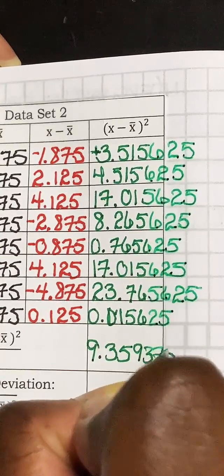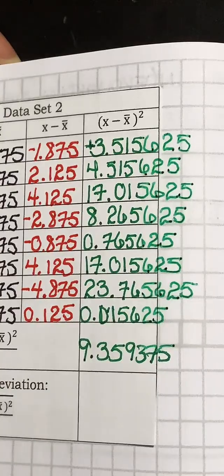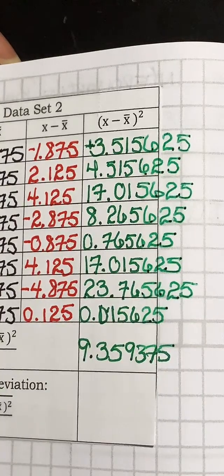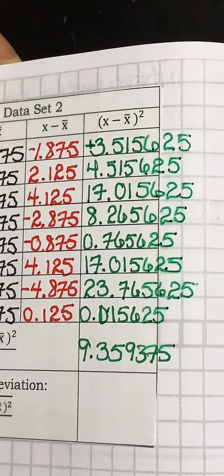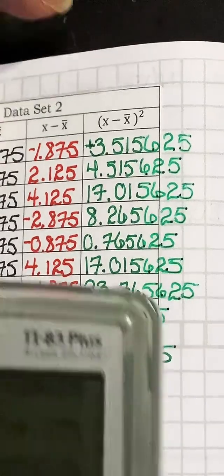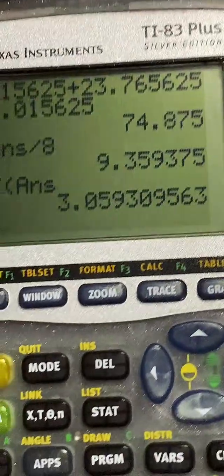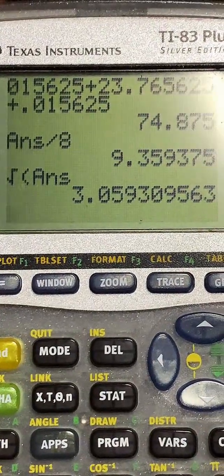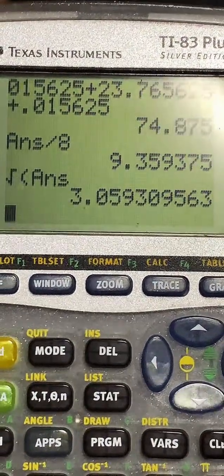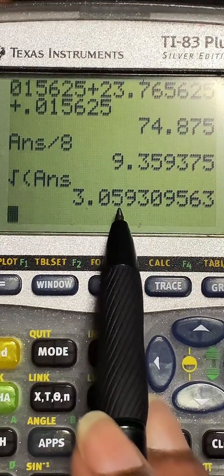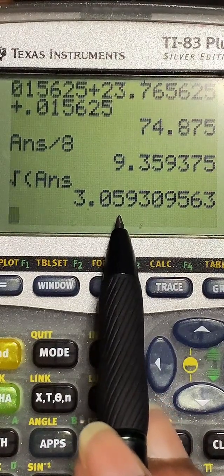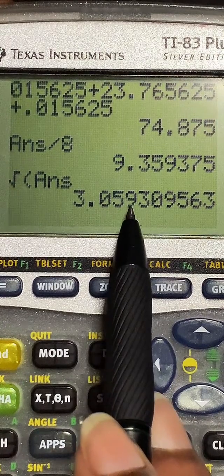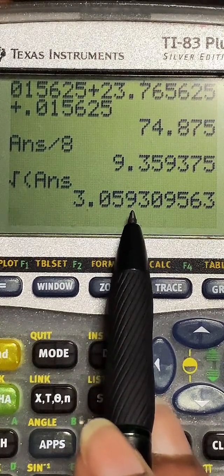9.359375. And if you do the square root, I think I did say square, the square root of that. Now, this is when I'm going to round. So if I do the square root of my answer, this is when I got 3.0. And if I round it to the hundredths spot, you can get 3.06. Because here we got a 5 and above, which is a 9.